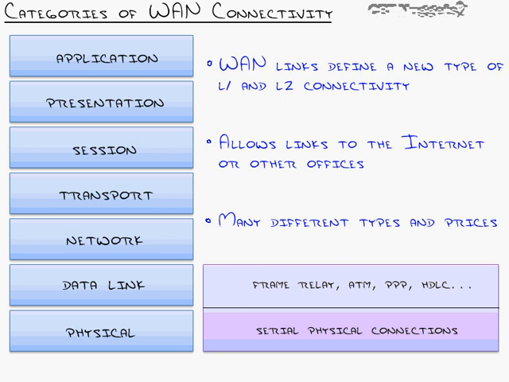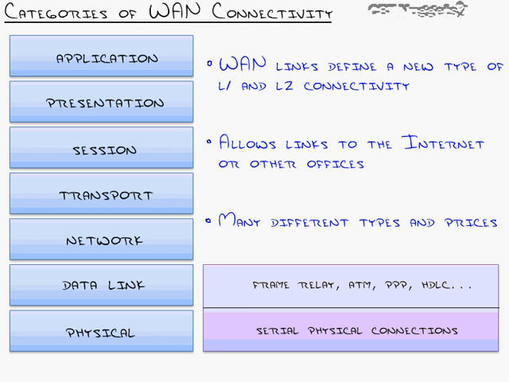Now, the first thing that it does is define a new layer 1 and layer 2 connection type. You can see our OSI model has walked onto the set again, and down at the bottom, you can see physical and data link layer. We've moved away from our physical connections being like Ethernet cable, Cat5, and RJ45 connectors, and we've moved over to serial physical connections. That's the language or the connector type of the WAN.